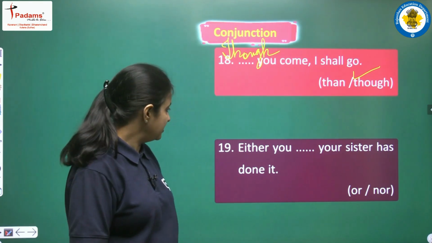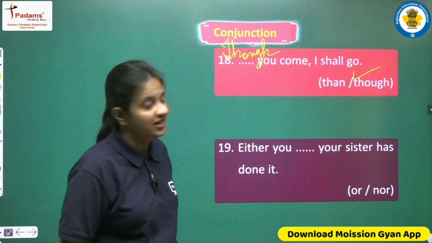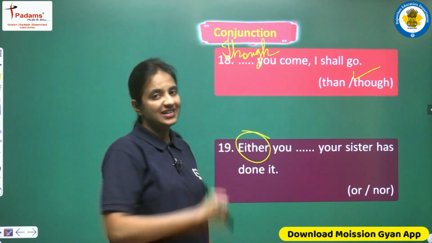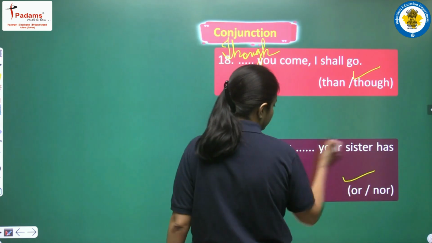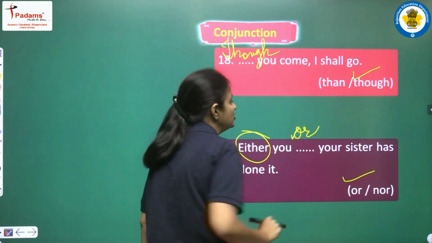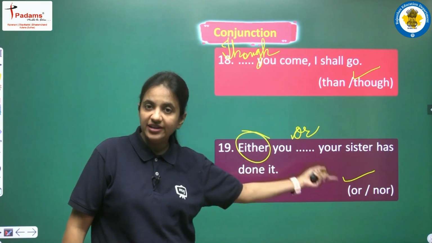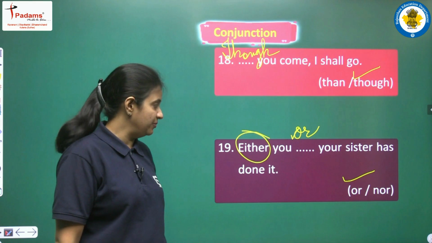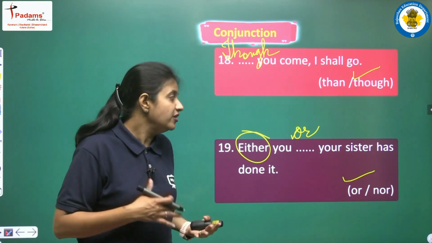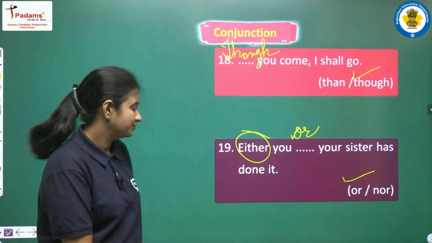Moving on, next sentence, either you, your sister has done it. So we are having either in the sentence. We all know that either is used with or, right, as a conjunction. So from the given options, we are choosing or here. We are writing or in the blank, and the complete sentence will be, either you or your sister has done it.